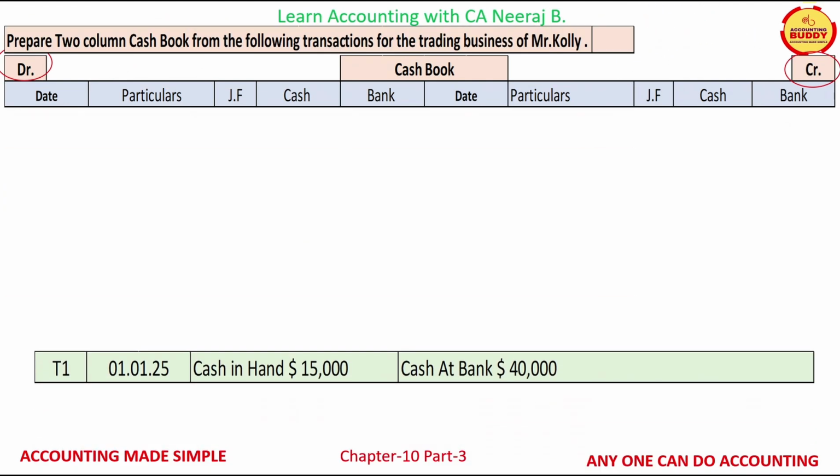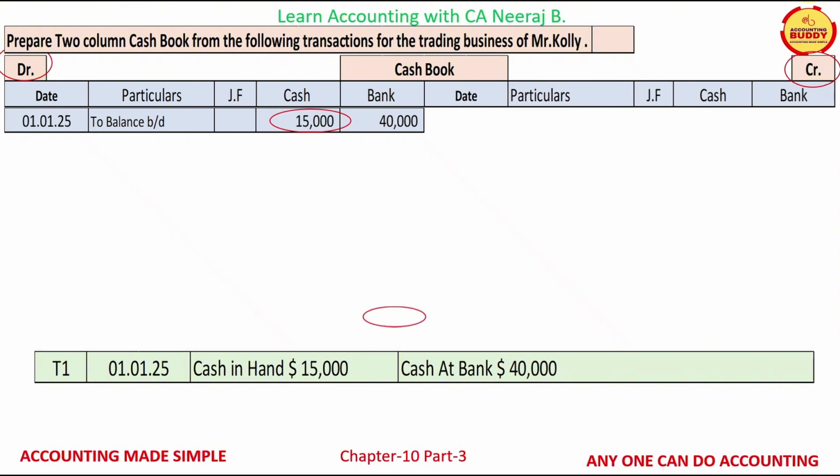Transaction T1 is on 1st of January 25, business had a cash in hand of $15,000 and cash at bank of $40,000. Opening cash balance of $15,000 and opening cash bank balance of $40,000 is shown in the cash column and bank column respectively on the left hand debit side of the cash book on 1st of January 25 by writing the words to balance brought down.